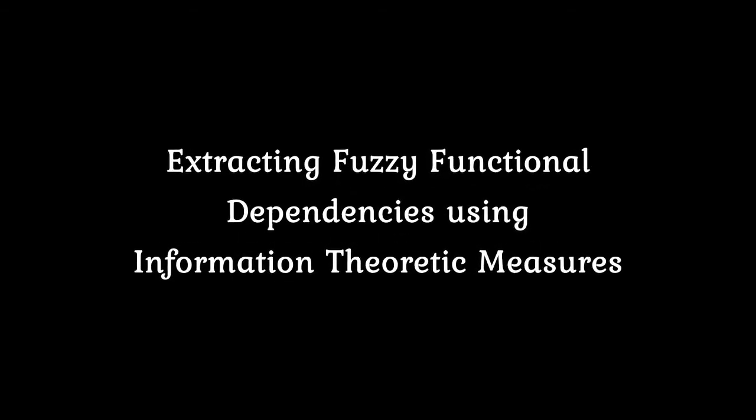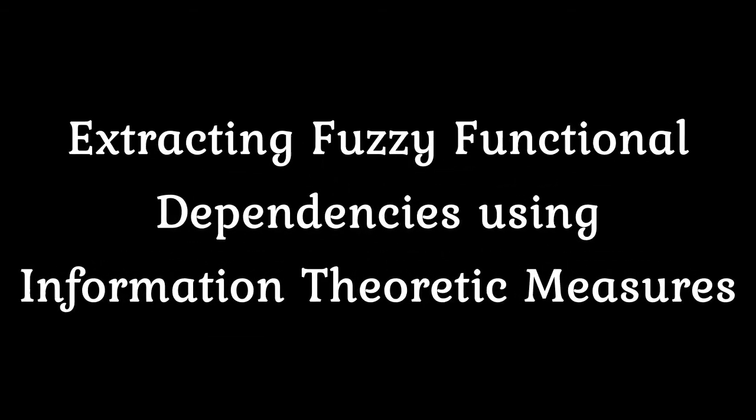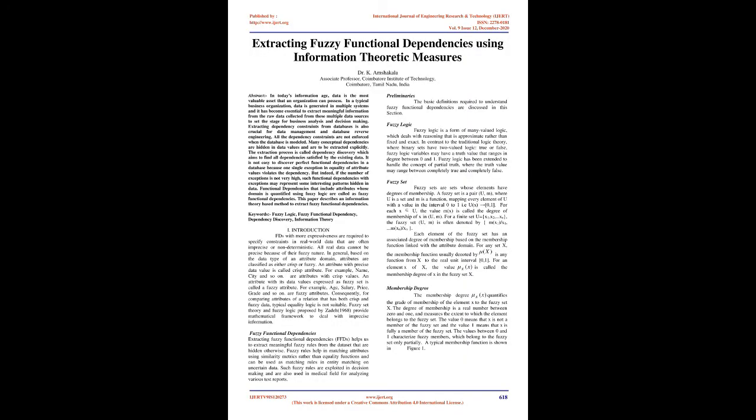Extracting fuzzy functional dependencies using information theoretic measures. Abstract: In today's information age, data is the most valuable asset that an organization can possess. In a typical business organization, data is generated in multiple systems, and it has become essential to extract meaningful information from the raw data collected from these multiple data sources to set the stage for business analysis and decision making.